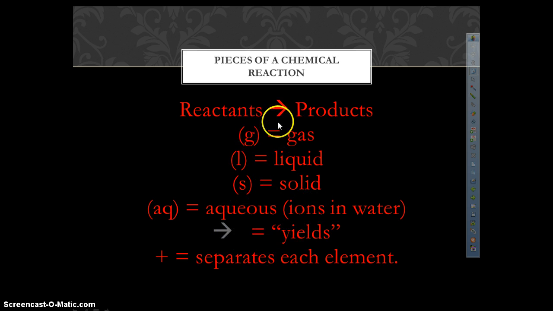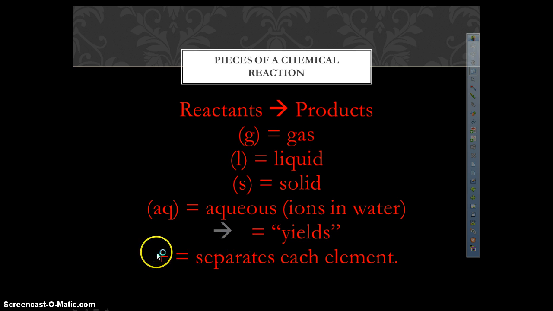Okay, the arrow up here is basically the equal sign for your equation. So reactants and products are split up by the arrow. The arrow means yields or forms. So basically the reactants then form or yield a certain amount and type of product.